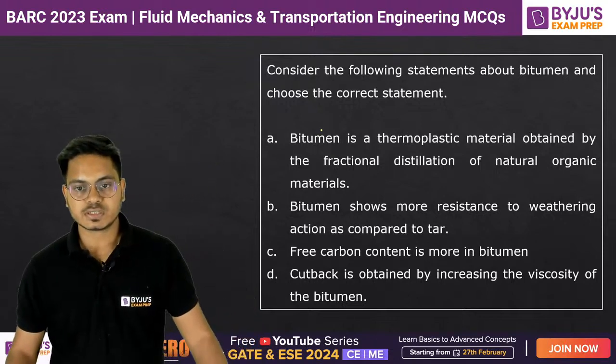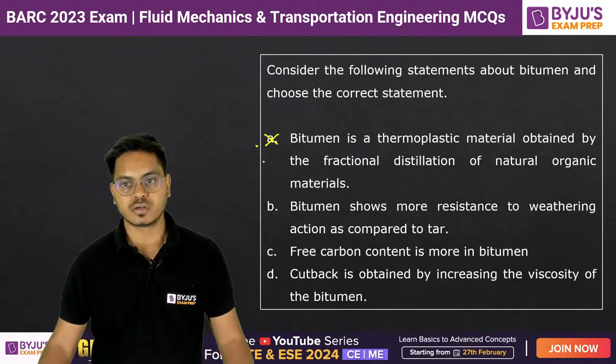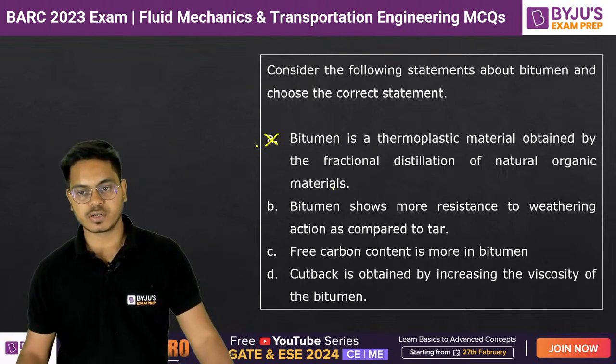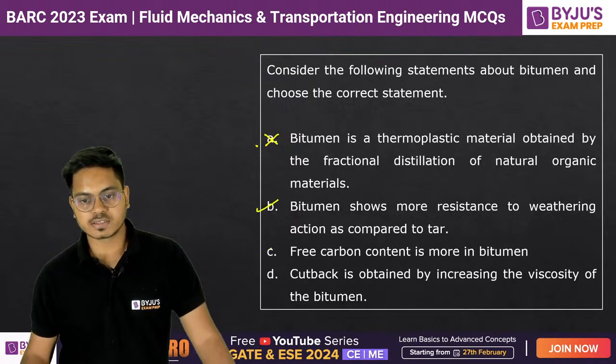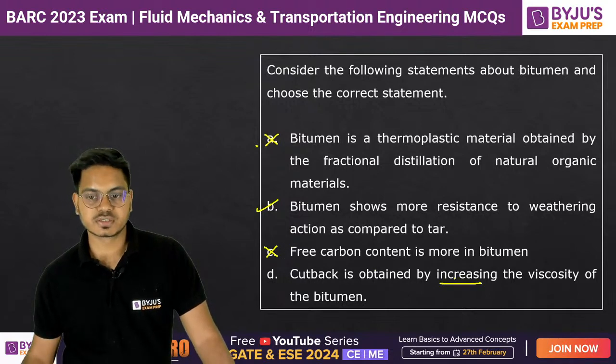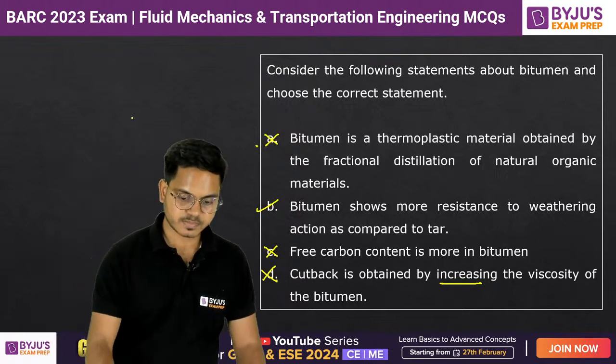So bitumen is obtained through crude oil. Fractional distillation is correct, but from crude oil. It is correct. Free carbon content is less in bitumen. It is more in tar. Cutback is used to decrease the viscosity, sorry. Correct? This is also wrong. So B is the right option.